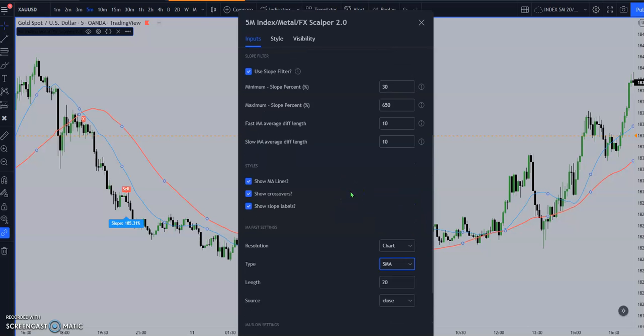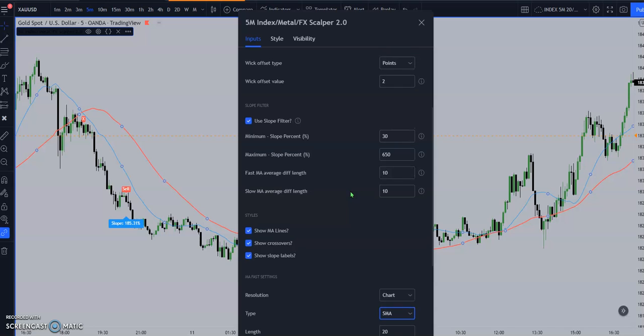All right, now going back up into the slope. Now your minimum slope percentage, and this is going to be the maximum slope percentage, all right? And then there's the fast MA and the slow MA. How this works, guys, is this counts back 10 different bars of the fast MA, all right, and it's going to calculate the difference in slope between the slow MA and fast MA.